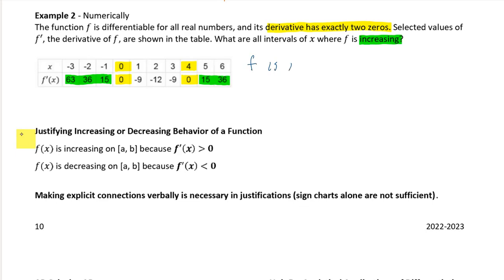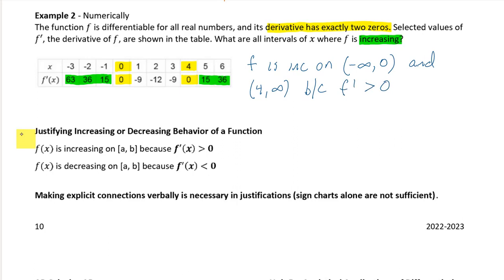F is increasing. Now this time, the function f, I should probably go all the way to negative and positive infinity again because they didn't restrict it to just the table. So f is increasing on negative infinity all the way up to 0, and 4 to infinity, because f prime is positive, or we can also say greater than 0.